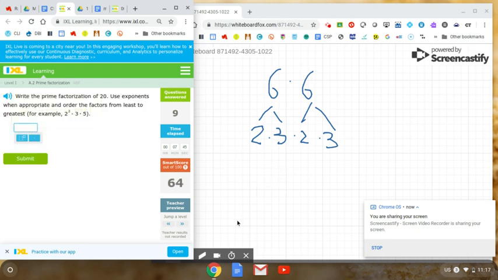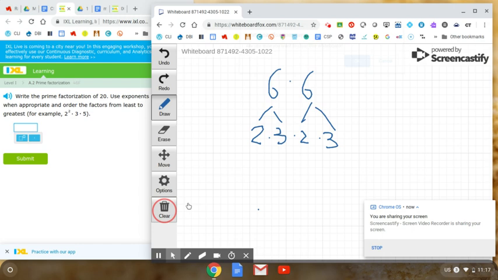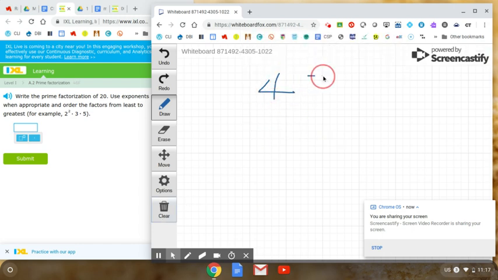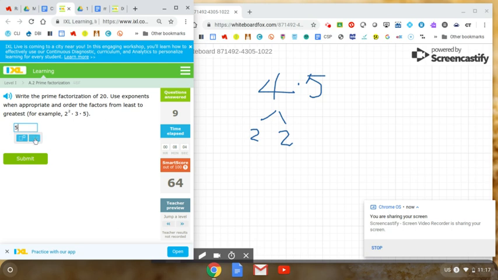Okay, next one, we have 20. What is 20? 20 is 4 times 5, right? 4 times 5 is 20. And 4 is a composite number, so we need to tear it apart to find the prime numbers. So we have 5 times 2 to the second power, or 2 squared.